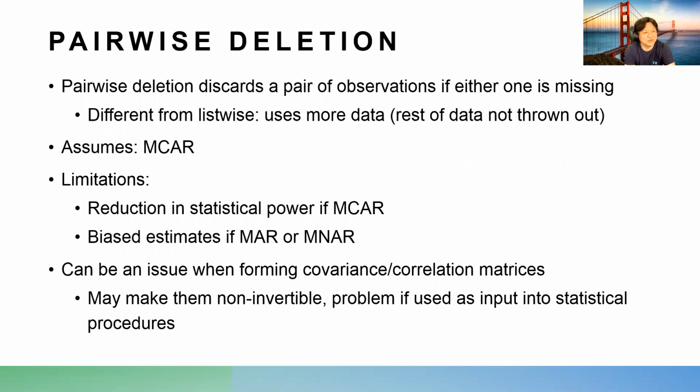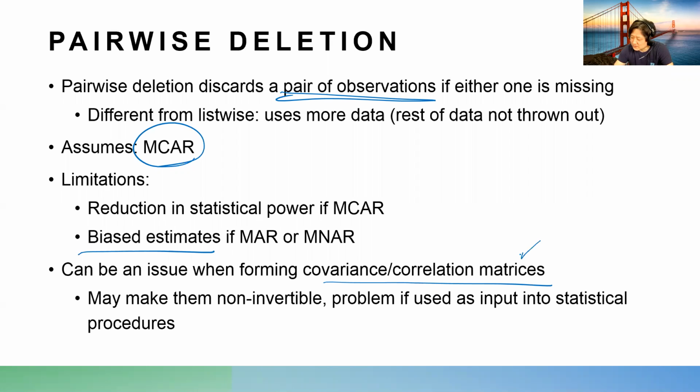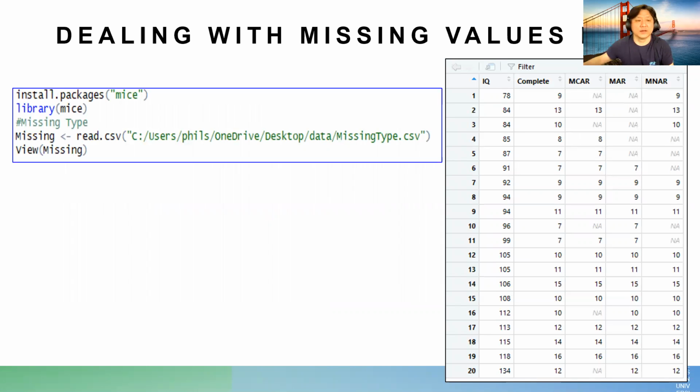And pairwise deletion, I just talked about that. Pairwise deletion discards a pair of observations if either one is missing. So it also assumes MCAR, and definitely it will give a biased estimate if your data is MAR or MNAR. It can also be an issue when forming covariance and correlation matrices, because if you want to do some advanced statistical method, your correlation and covariance matrices will not be identified since you have different n sizes. So it is a limitation. Now I'm going to show you missing data in R.